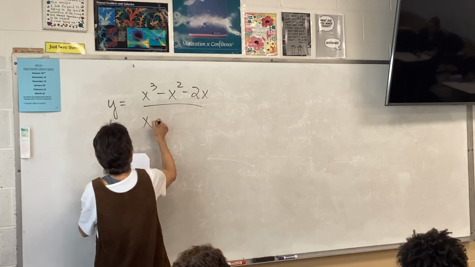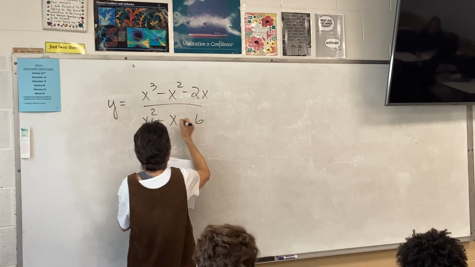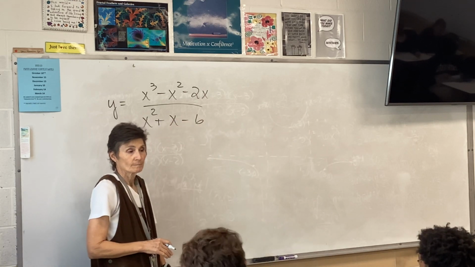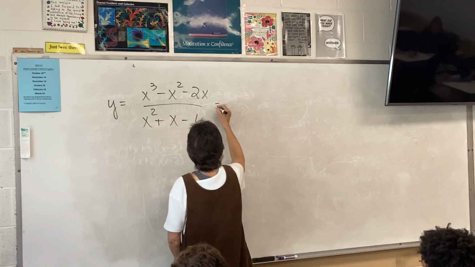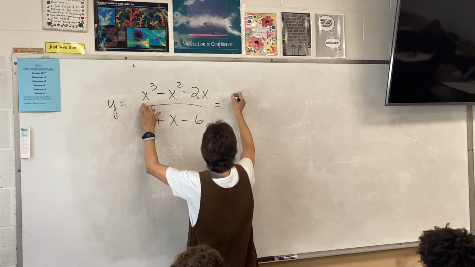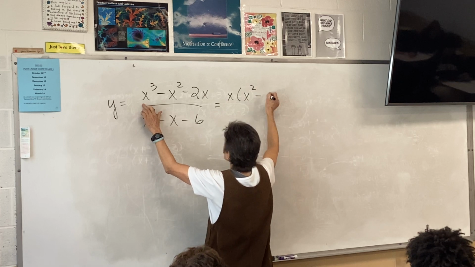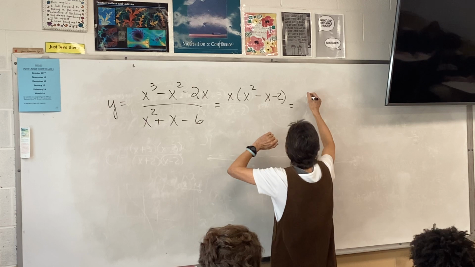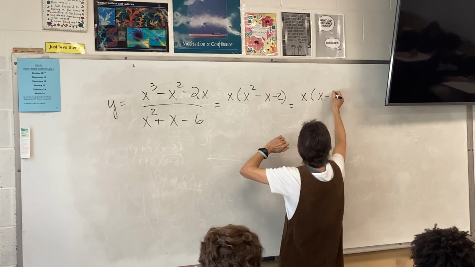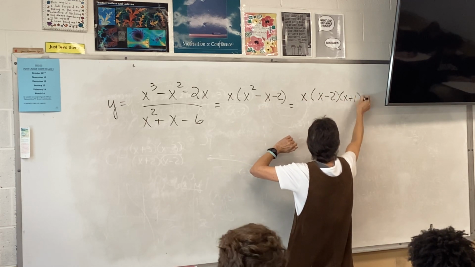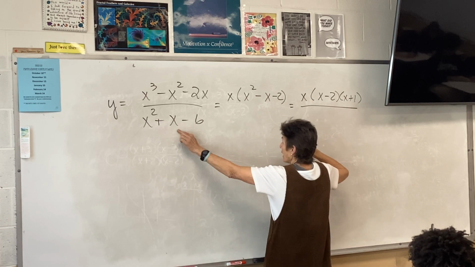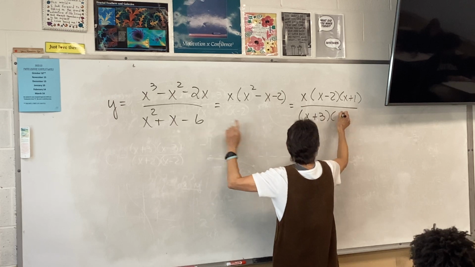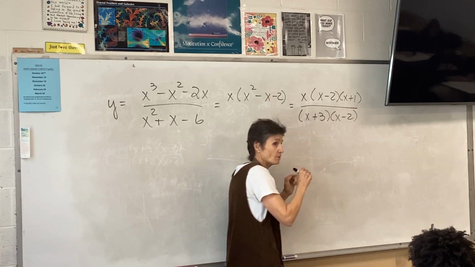Okay, boys and girls, this one is just full of excitement. Here we go, step one. What are we gonna do? Factor, right? We're gonna factor. What are we doing on the top? Taking out an x. And then, can't we go farther? x minus 2 plus 1. And how about the bottom? Plus 3 minus 2. How about that, everybody? You okay with that?